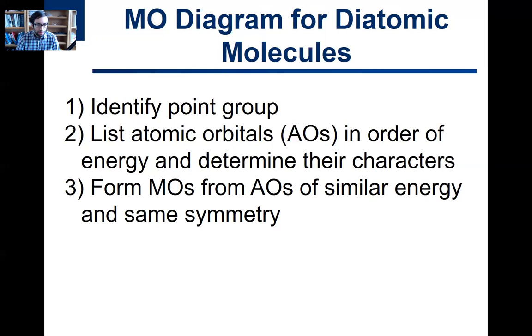Then we're going to form molecular orbitals from atomic orbitals. And the key thing that we'll always be harping on is that they have to have similar energy and they have to have the same symmetry. If they don't have the same symmetry, they are orthogonal in symmetry space, and so their overlap integral will be 0. And you can't make a bond or an antibond between them. You can't make them an MO. There's no interactions. It's going to stay as non-bonding.